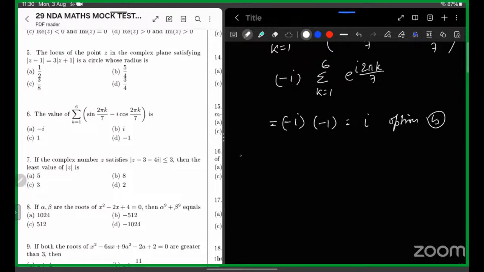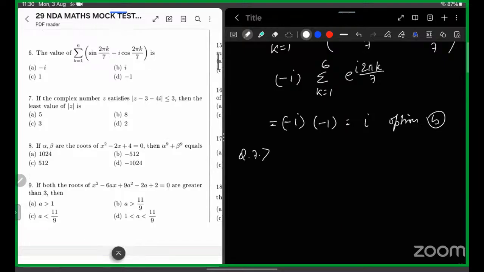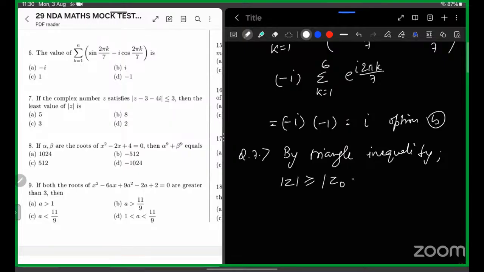Next, question number 7, you can see. What is there in question number 7? If the complex number z satisfies this, then the least value of mod z will be what? Okay. We can solve it. See, solving this kind of question, there is one triangle inequality, right? By triangle inequality, we can easily solve this kind of question. If you remember this triangle inequality property, we can write mod z is always greater than equal to mod of z naught minus r.